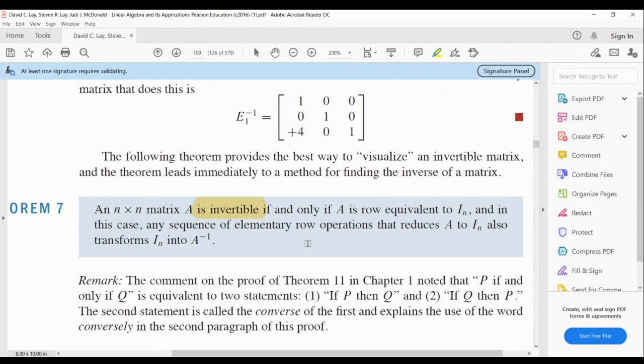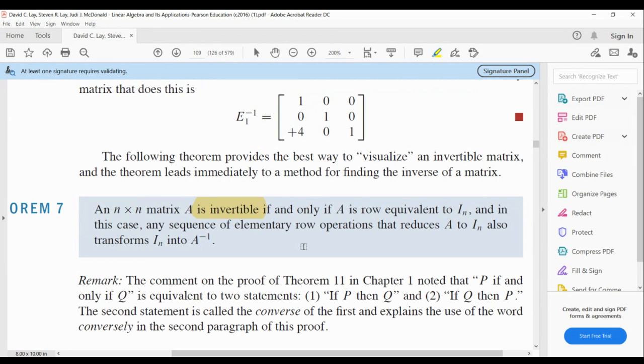Okay, so this is going to help us understand the process for finding the algorithm for finding the inverse of a matrix. And actually, I have a nice example that I worked out here. What I'd like to do is bring this example into our lesson. So give me just a moment.